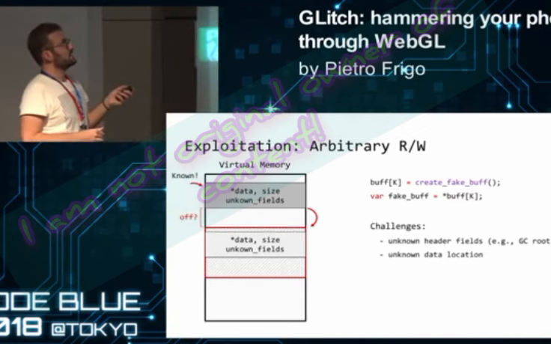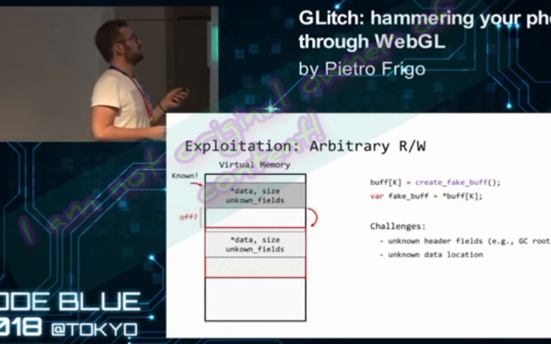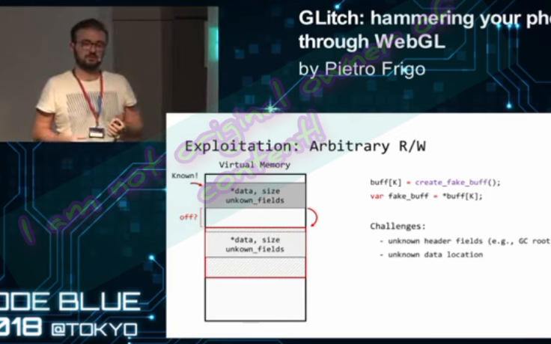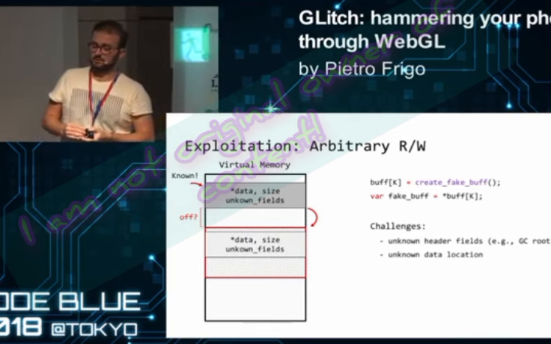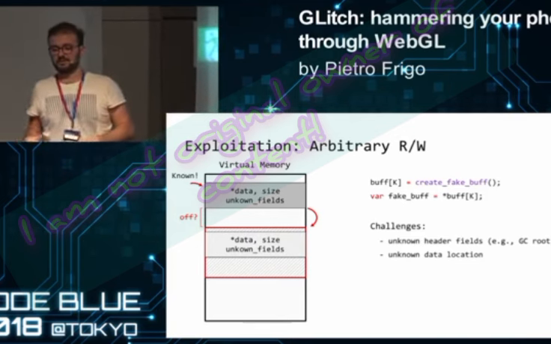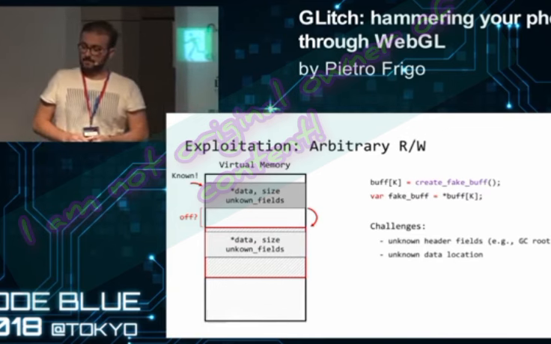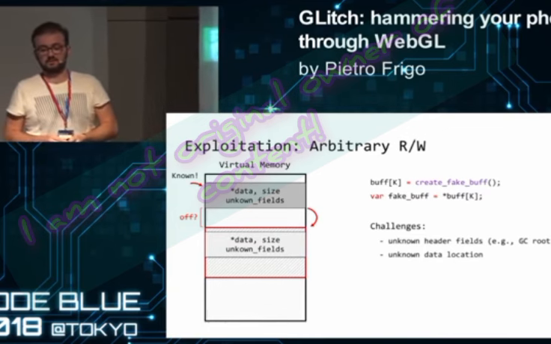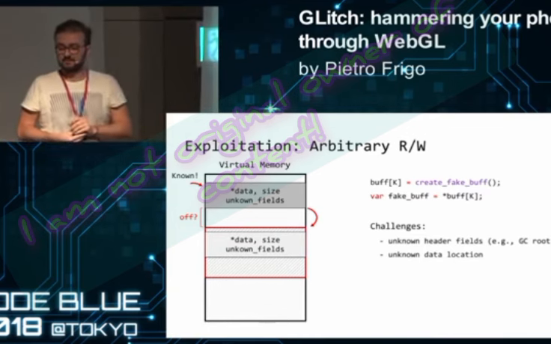So you can know the location of the header, because that's the reference that you will store in your JavaScript array. So you can trigger the bit flip to leak the data and break ASLR. But you cannot know the value of the distance between the header and the byte array.